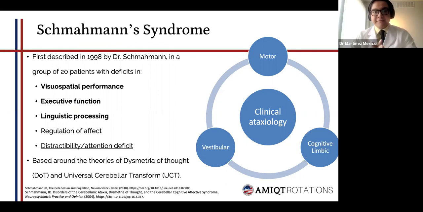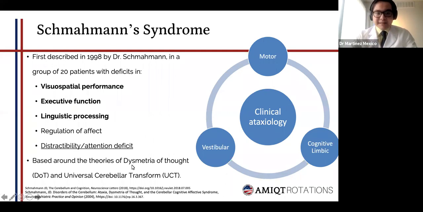And he saw deficits in 5 main areas: visuospatial performance, executive function, linguistic processing, regulation of affect, and distractibility. Further studies have shown that the most important of these 5 parameters are the first 3. Actually, I'm going to talk later about a meta-analysis that was done 2 years ago, and they actually found no difference in distractibility and attention deficit compared to controls. But there's a little bit of difference between the different studies that have been made because of small sample sizes and the such.